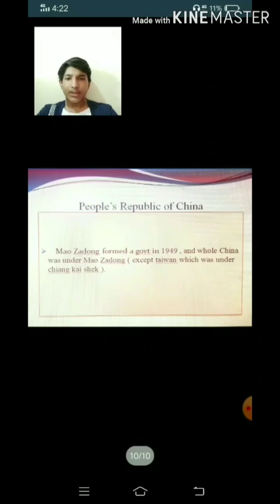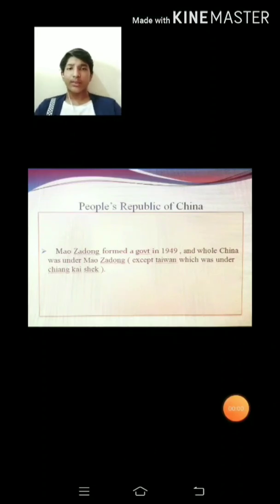So, the People's Republic of China: Mao Zedong formed a government in 1949 and the whole of China was under Mao Zedong except Taiwan, which was under Chiang Kai-shek. This way, Mao Zedong formed a government in 1949, and we have completed a quick recap of China from 1911 to 1949.